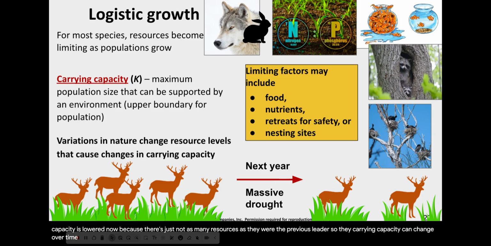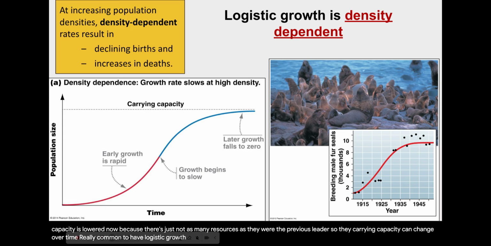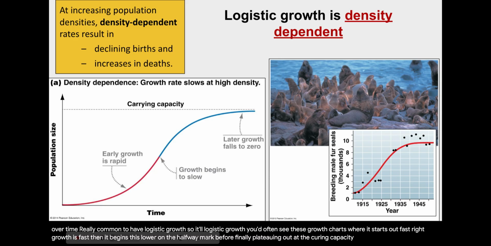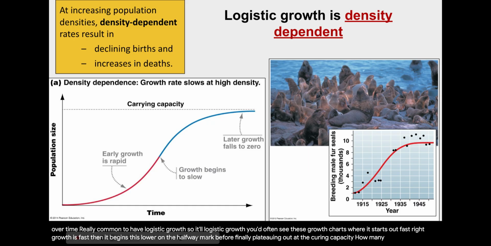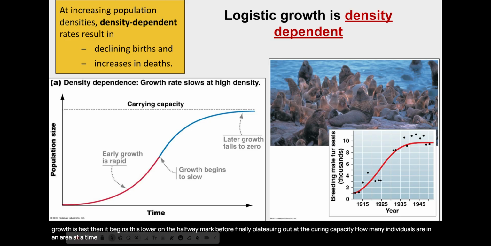Like I said, it's really common to have logistic growth. So in logistic growth, you'd often see these growth charts where it starts out fast, right? Growth is fast. Then it begins to slow around the halfway mark before finally plateauing at the carrying capacity. All right, so this is typically density dependent, right? So how many individuals are in an area at a time? Right, a lot of individuals are going to use a lot more resources a lot faster.